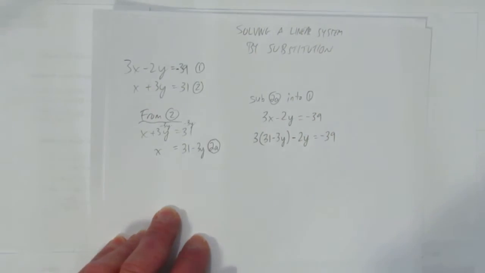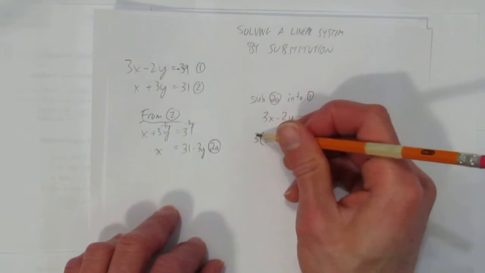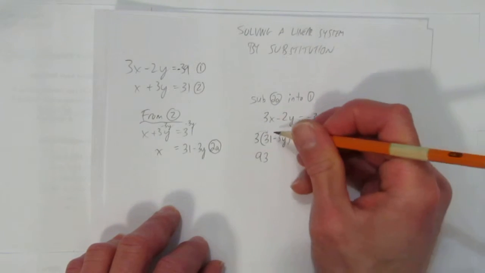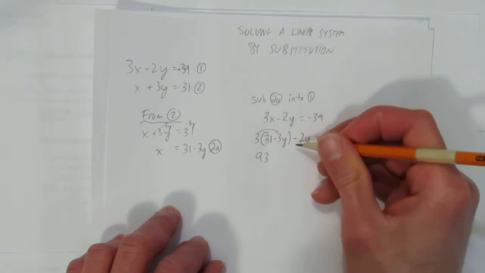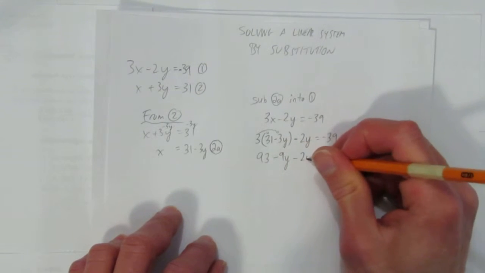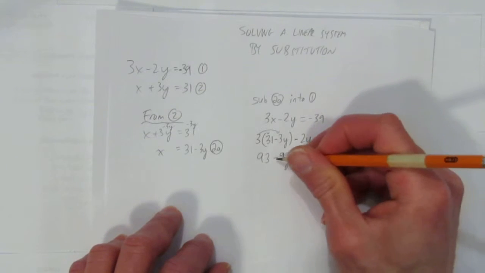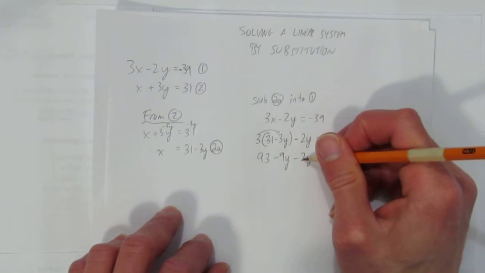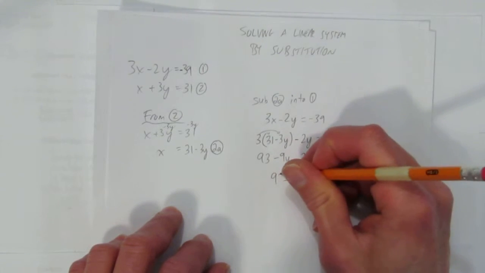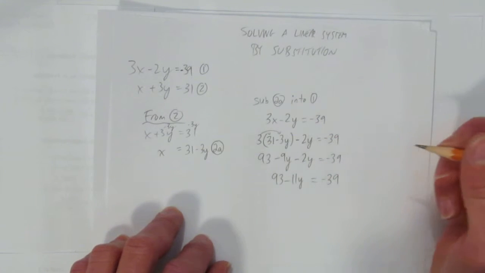And now just solve. How do you solve? Well, you can FOIL, or in this case it's not FOIL, it's rainbow, or expand. 3 times 31, 93. 3 times negative 3y, negative 9y, minus 2y equals negative 39. Let's put the like terms together. Negative 9y and negative 2y, that's negative 11y, but don't forget this 93. It's still there, equals negative 39.